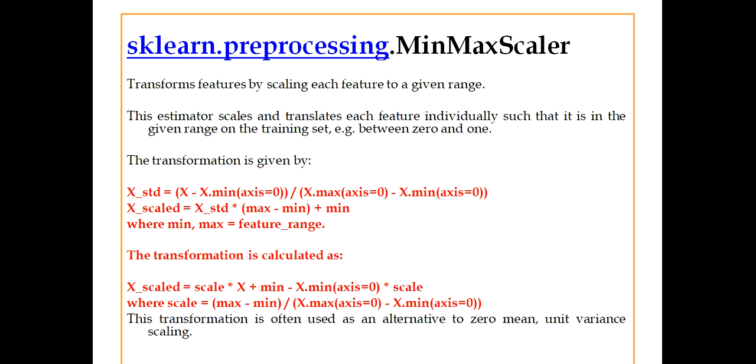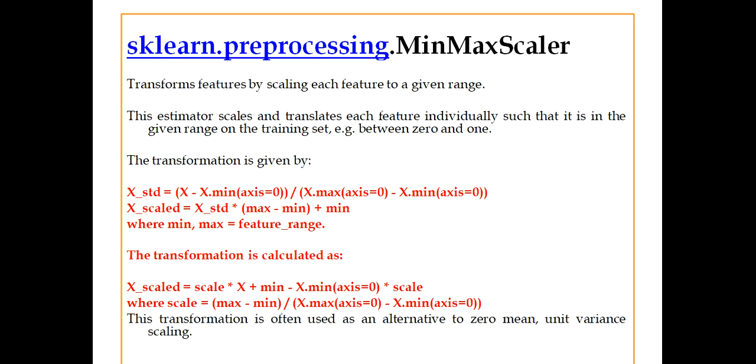X_std is equal to X minus X.min(axis=0), divided by X.max(axis=0) minus X.min(axis=0). This is the basic formula. Then X_scaled is equal to X_std times (max minus min) plus min. Min and max are our feature range. Can you tell me what is min here and what is max here? If you can, then do comment. What is the value for min and max in our case?